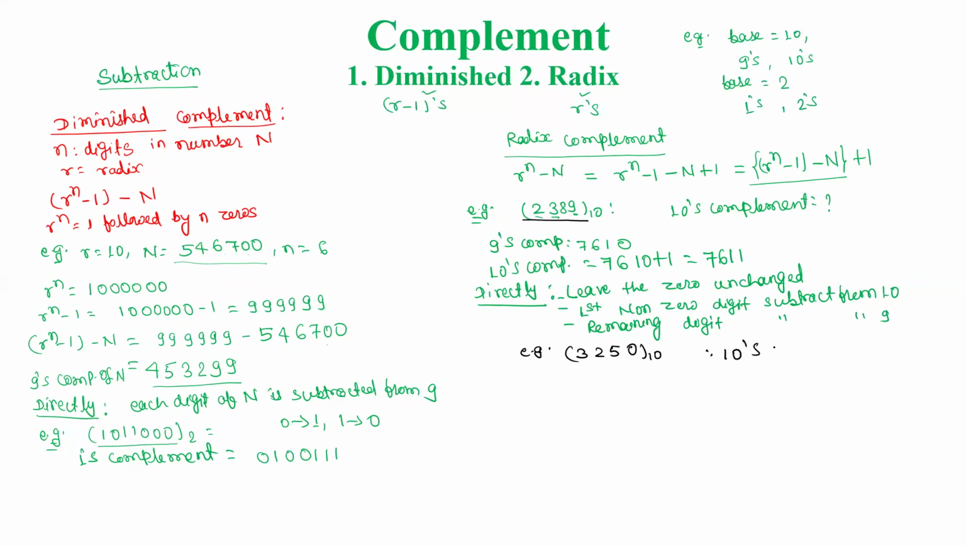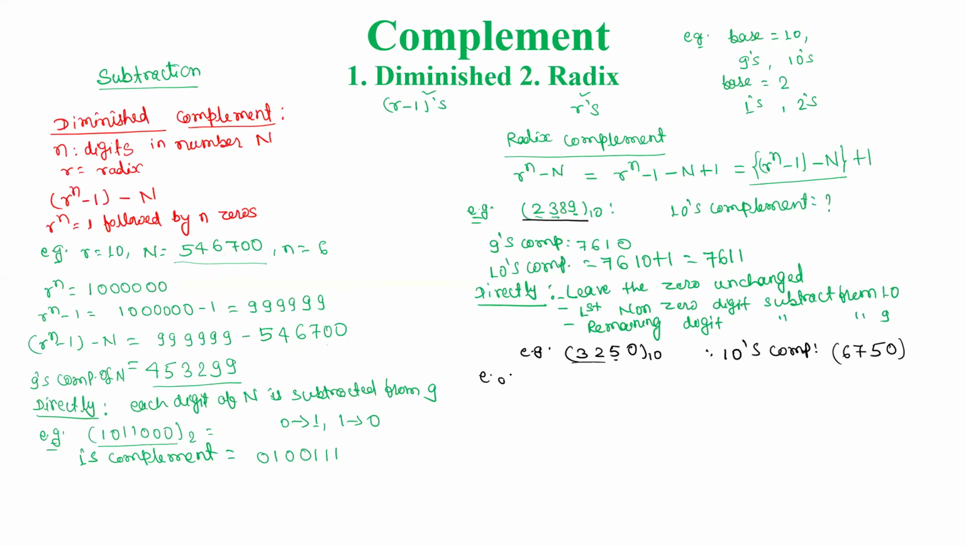So we'll try to find the tens complement directly. What is the rule? Leave the zeros from the LSB side unchanged. If 0 occurs before non-zero digits, leave it unchanged. So we have written 0 as it is. Next, 5 is a non-zero digit, so 5 should be subtracted from 10. 10 minus 5 is 5. Remaining digits should be subtracted from 9. So 9 minus 2 is 7, 9 minus 3 is 6. So 6750 is the tens complement of 3250 that we can obtain directly.